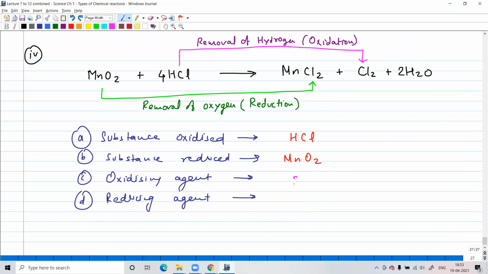Yeah. This one, tell me this answer very, very fast. You should know this by heart now. Hydrochloric acid. The oxidizing agent will be the one which got reduced. What got reduced here? MnO2, sir. Yes. MnO2 is the oxidizing agent. The one which got reduced becomes your oxidizing agent, and the one which got oxidized becomes the reducing agent. So it will be HCl.